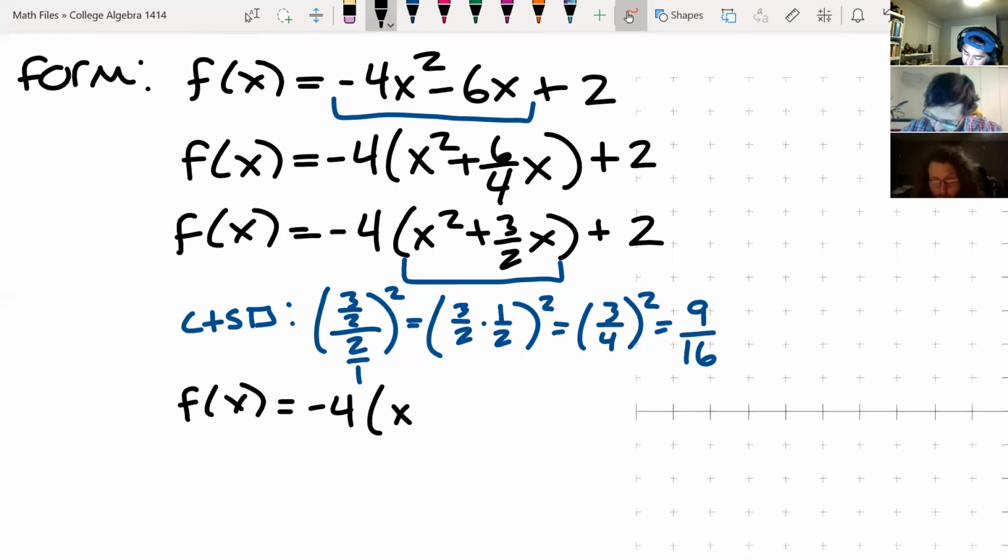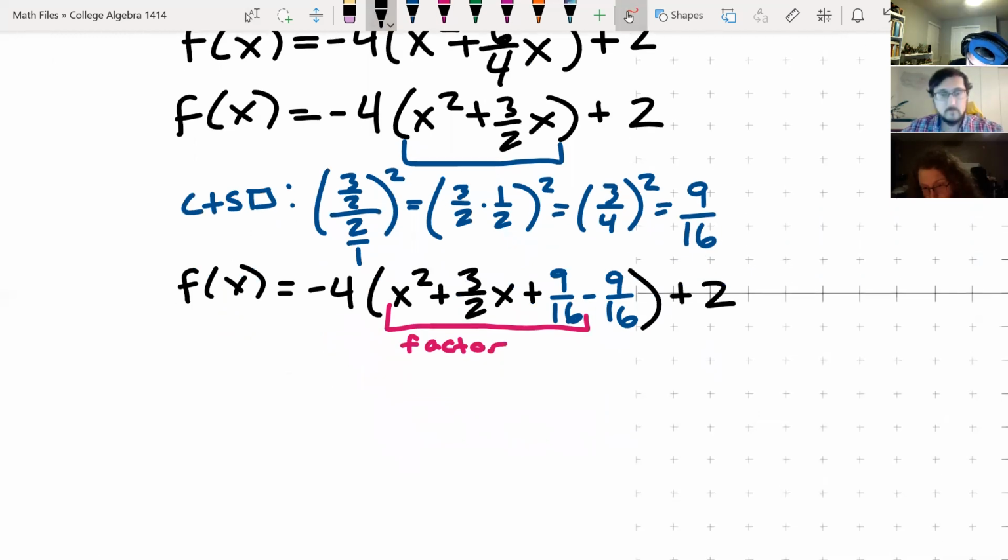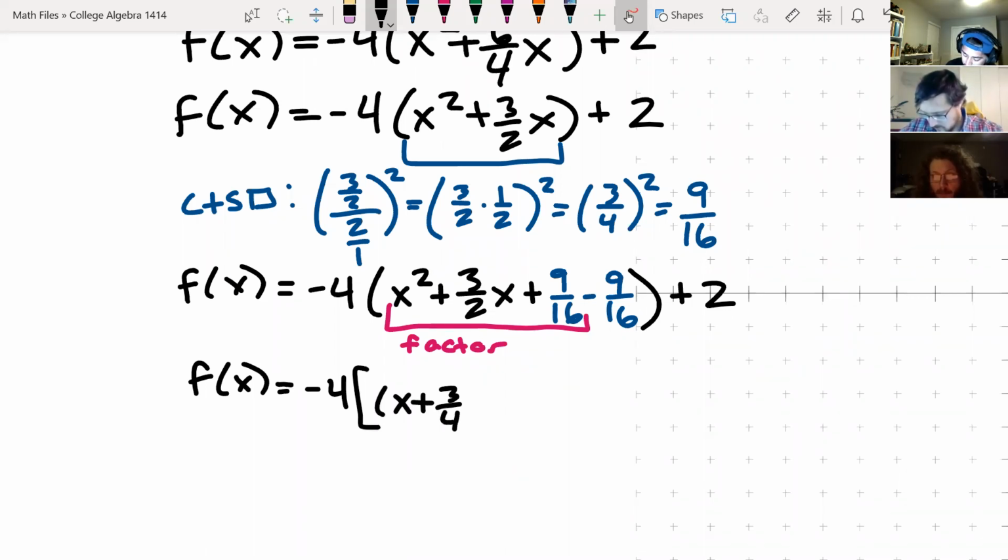And negative 4 times x squared plus 3/2 x plus 9/16 minus 9/16 plus 2. And now we can factor this guy. Put a bracket to be neat. And this is going to factor to x plus 3/4 times x plus 3/4.